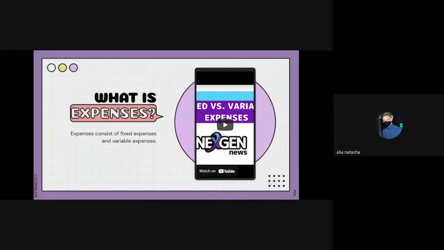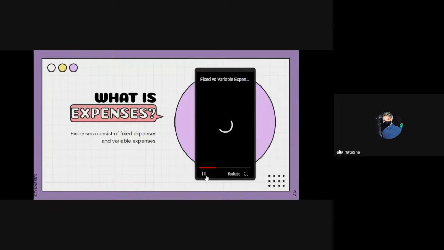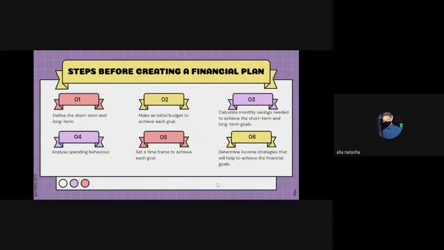So, as a result, with this financial planning, we will know whether we get a positive cash flow, which only exists if the total income exceeds the total expenses, or a negative cash flow, which will exist if the total income is less than the total expenses.